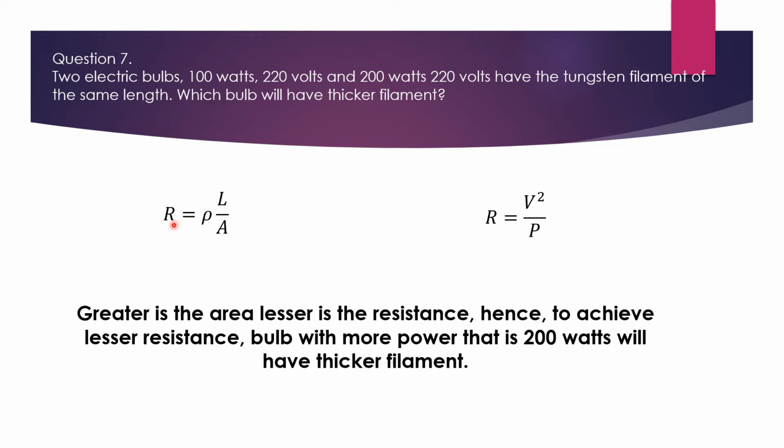Here, R is equal to resistivity L over A, and R is also equal to V squared over P. Greater is the area, lesser is the resistance, and to achieve less resistance, the bulb with more power, that is 200 watts, will have the thicker filament. Here the bulb with 200 watts will have the thicker filament to have less resistance and greater area.